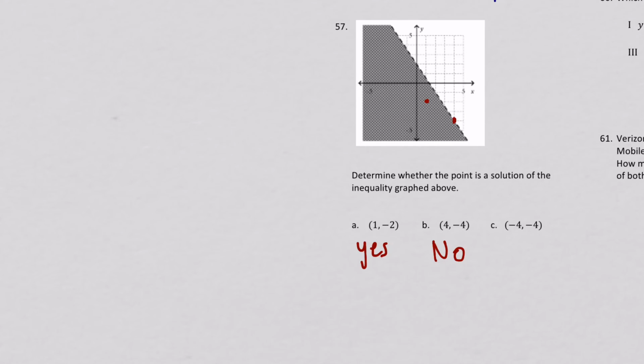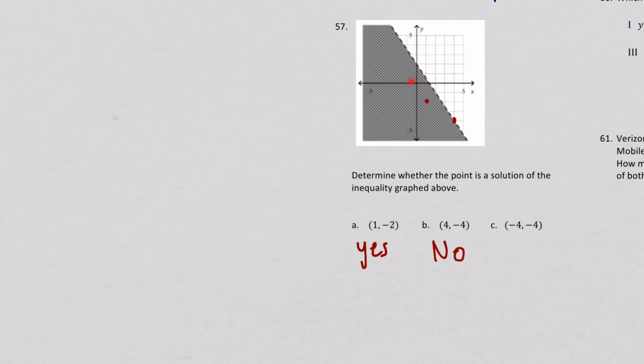Once again, the reason for me saying no is that the line is dashed or dotted, okay? So the point happens to land right on the line, but the dotted line represents non-solutions, okay? If the line was solid, we would say yes. All right, and finally, negative 4, negative 4.